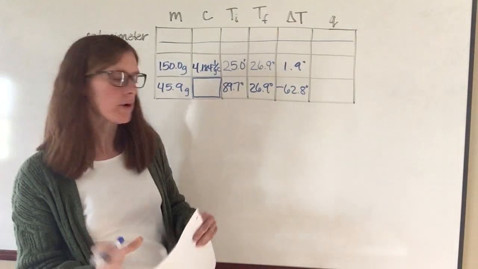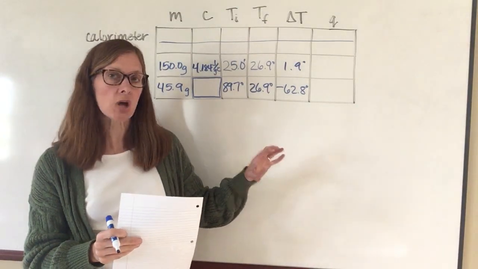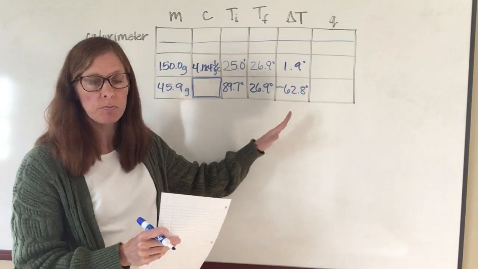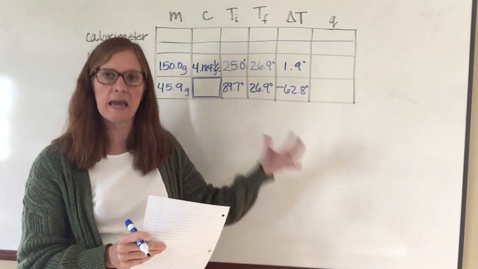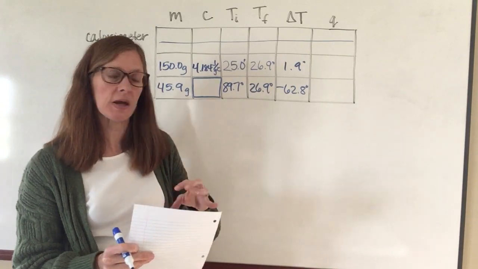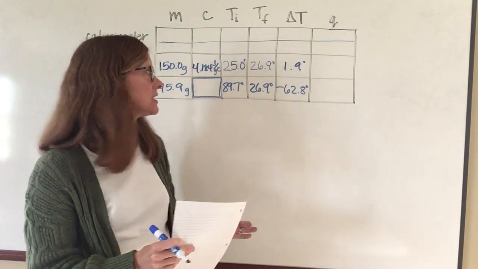Just as a way to check yourself, part of your temperature changes should be positive, part of them should be negative, because if you're going to gain heat, you've got to have gotten that heat from someplace, so that means something else had to have lost heat.